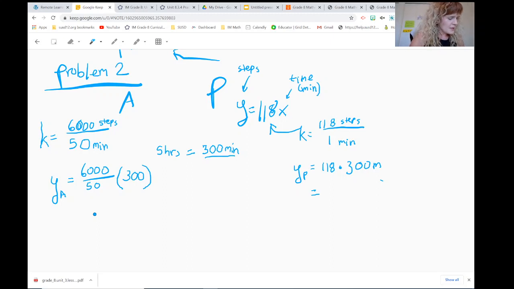Let me explain that. 6,000 divided by 50 equals 120. So if you just do the math, that equals 120 steps per 1 minute. But that's the same. So you can use k equals 120 steps per minute, or you can use k equals 6,000 steps for 50 minutes. It doesn't matter because they're proportional. Okay, now give me how many steps each of these characters takes in 5 hours. Pause the video and write your answers.